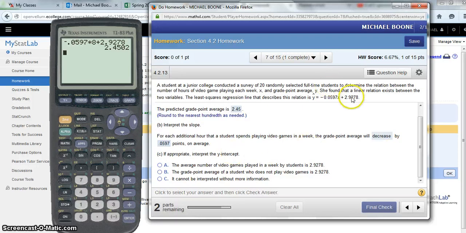Interpreting the y-intercept, right? So basically the y-intercept is this value. If someone doesn't play any video games, this is what their average predicted GPA should be, that 2.9, for a student who does not play any video games.